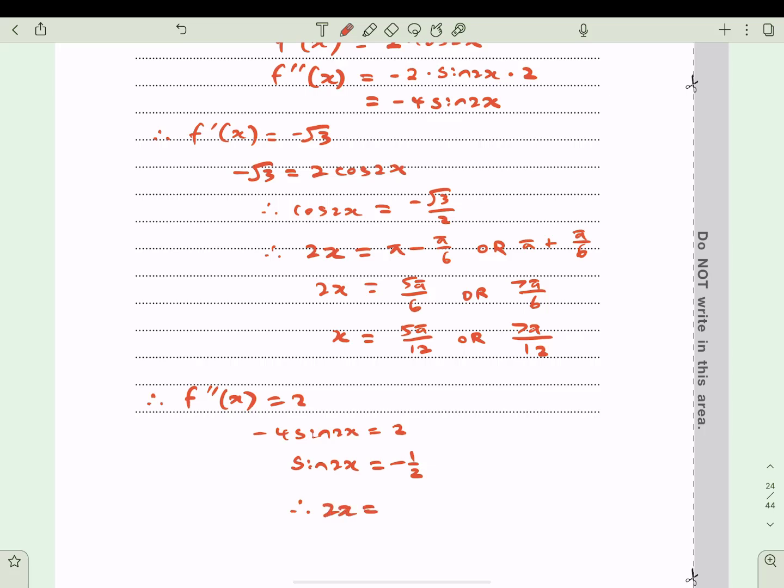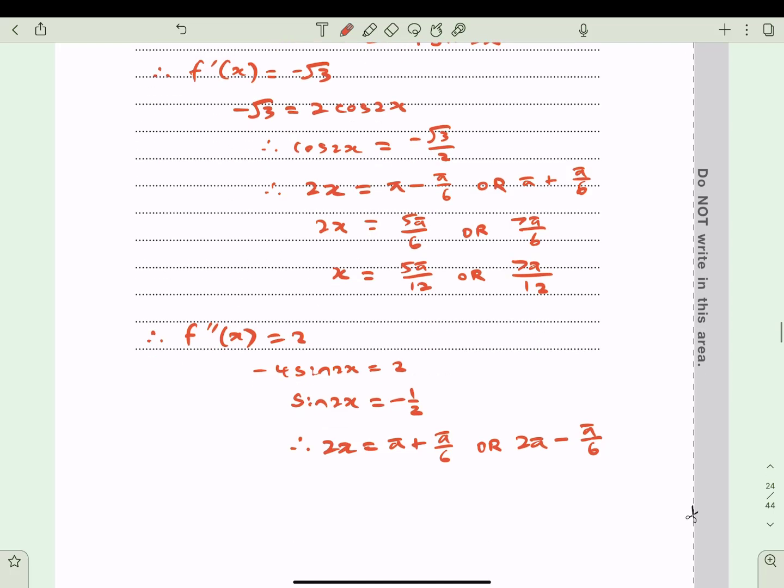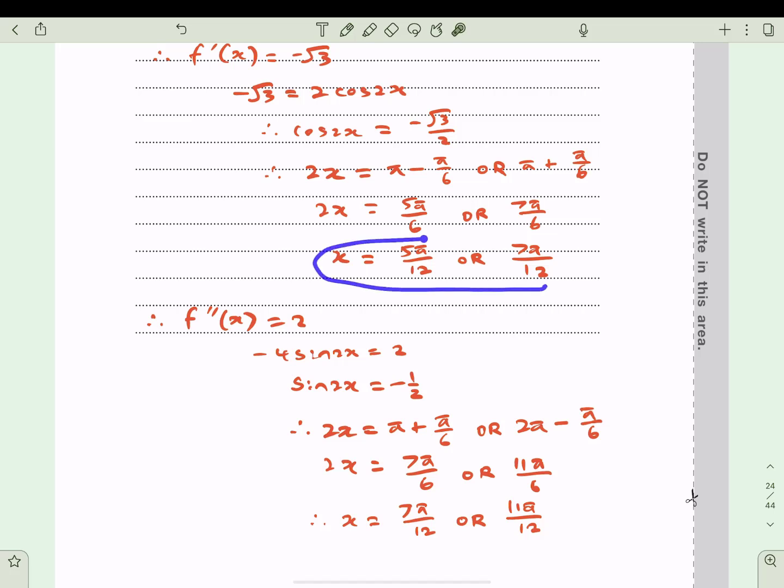So therefore 2x equals pi plus pi on 6, or 2 pi minus pi on 6, so third and fourth quadrant. And that's going to equal 7 pi on 6, or 11 pi on 6. So 2x equals that, therefore x is equal to 7 pi on 12, or 11 pi on 12. Looking at this set of solutions and this set of solutions, there's only one common value between them, and that's 7 pi on 12. So hence, my answer has to be 7 pi on 12 only.